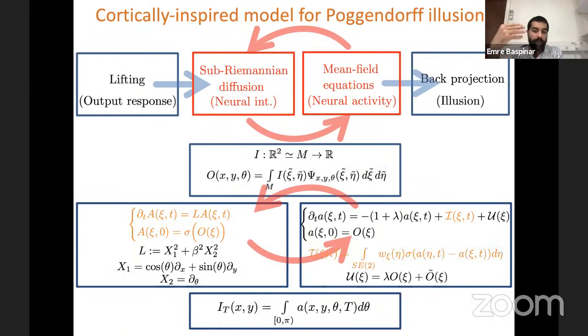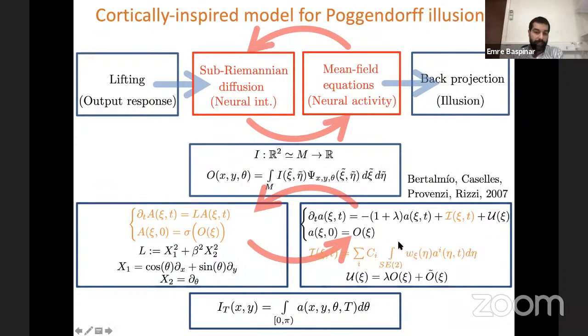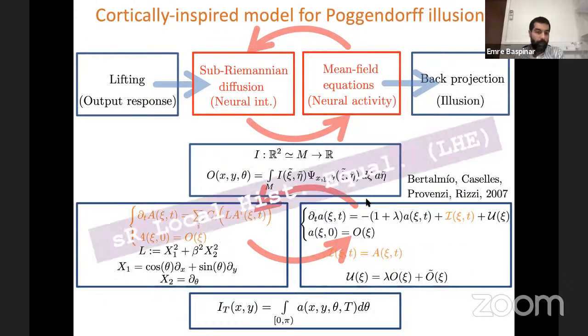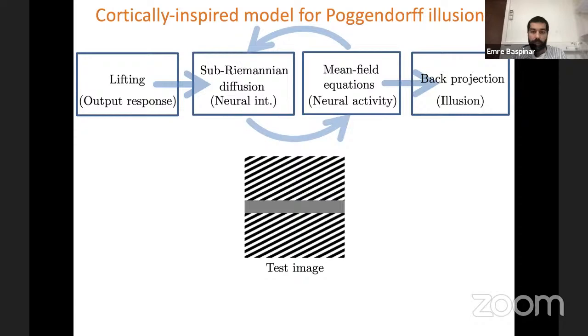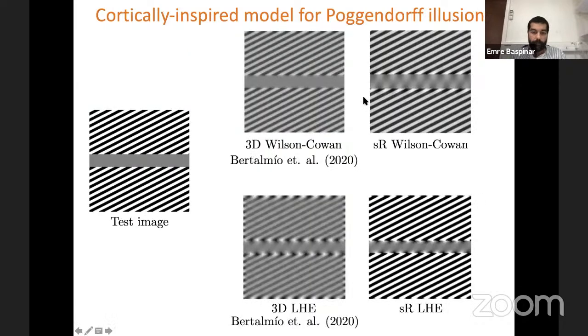In a similar way, we apply this same idea to the second algorithm, which was proposed in the previous setting of Bertalmio et al., and we end up with a sub-Riemannian local histogram equalization algorithm. Okay, very quickly, I will show some results and then finish the talk.